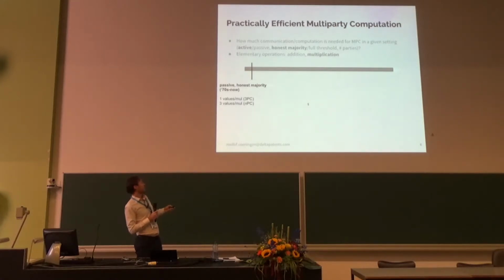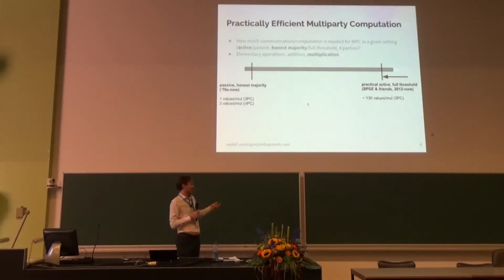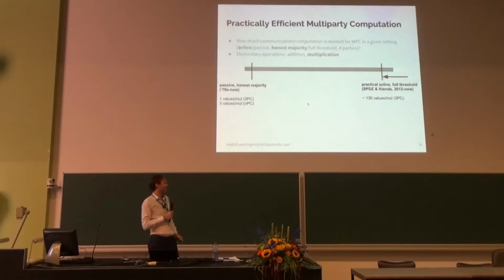Now if we look at the completely other side of the spectrum, active security and full threshold, the development of really practically efficient protocols for that has been going on for the last 6 years or so. It started with SPDZ, and there have been many follow-ups on that. The state of the art now is that if you have 3 parties, then the amount of communication that you need is roughly in the order of 100 to 130 values that you need to send for each multiplication.